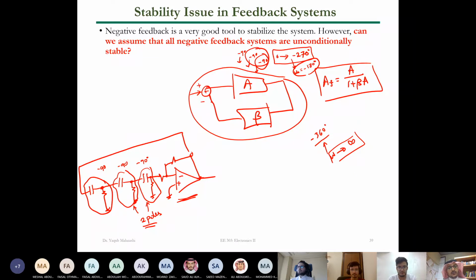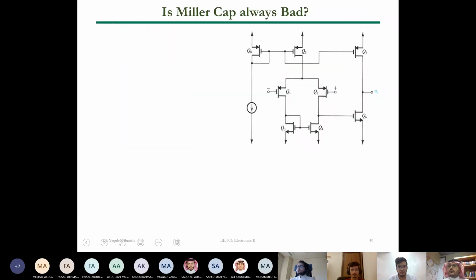So keep in mind, this is a true statement that all negative feedback systems are unconditionally stable if they have one or two poles. But if you have three poles or more, they may end up changing the polarity to positive and the system will be unstable.